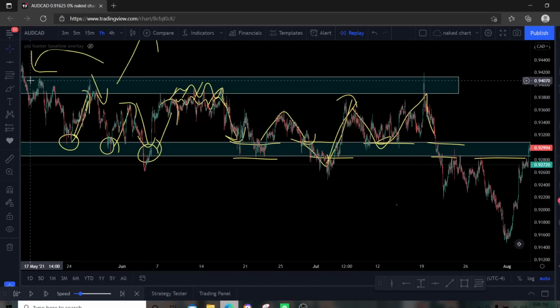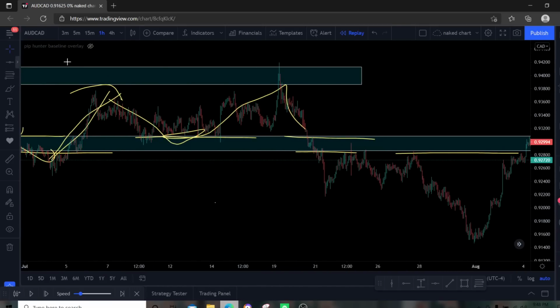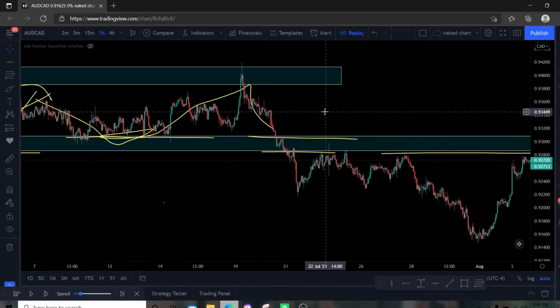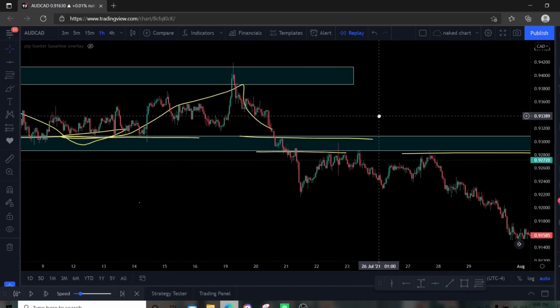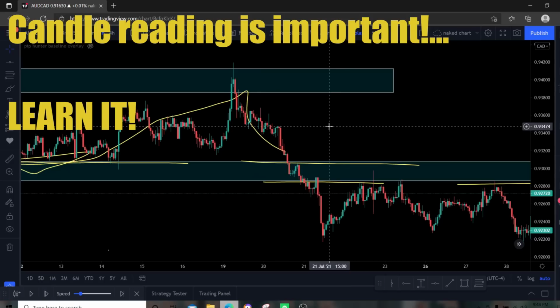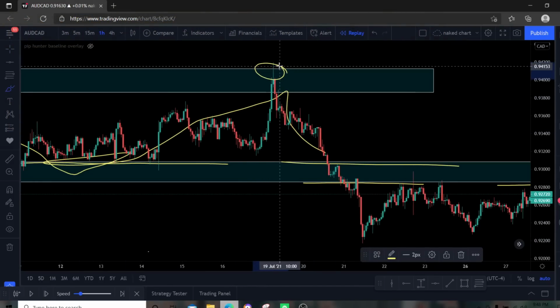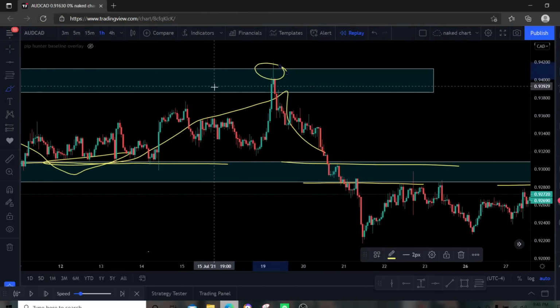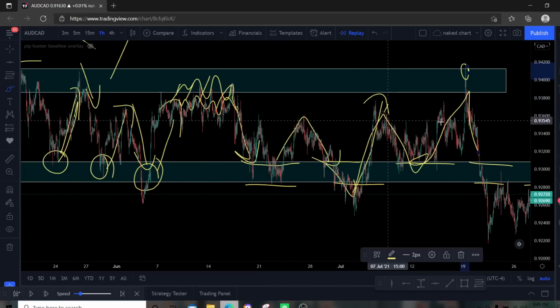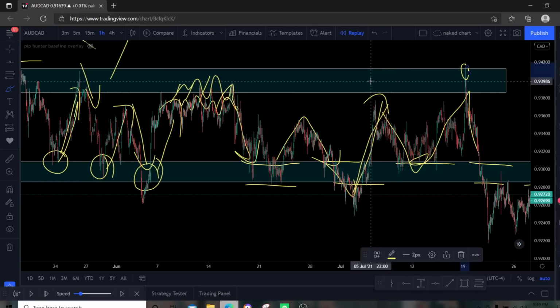Every time that you see a nice rejection wick happening, something like this, those of you who have done your homework and know a little bit about candle formation and candle reading, you would know certain candles signal a potential reversal is coming. This is a beautiful reversal signal right here, happening off of a key area of resistance. Price tries to come up and push out, but it fails. It gives you a beautiful rejection candle.